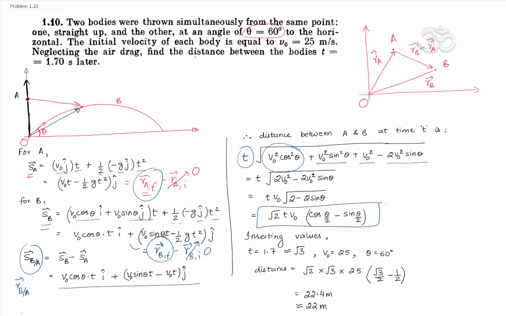Now in this, if we insert the value of t equal to 1.7 or approximately root 3, because root 3 happens to be 1.732 and so on, we will get the distance between A and B at this given time, 1.7 seconds, as approximately equal to 22 meters.